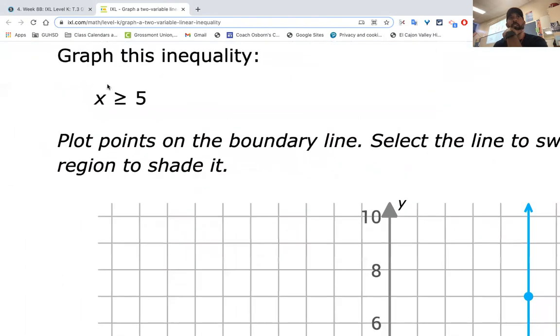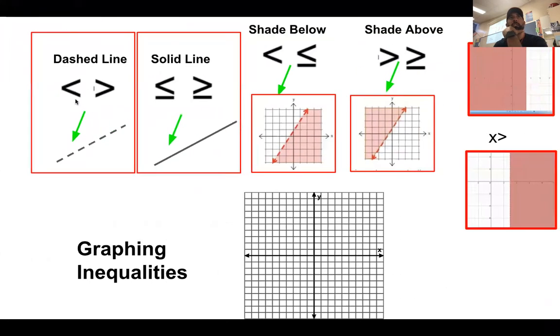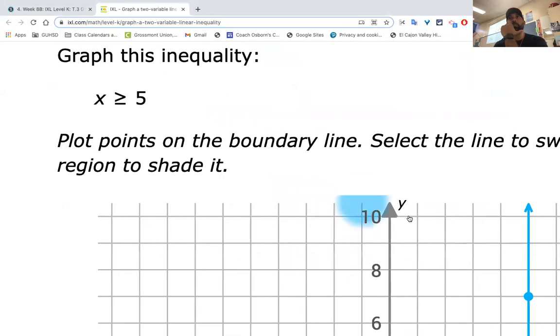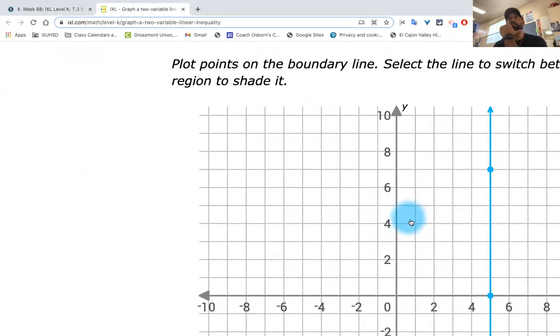And then I have to look right here and say, okay, is it going to be dashed or solid? Well, if it's just less than or greater than, it's dashed. If it's equal to, it's solid. And this is equal to. So I'll just leave it like that.